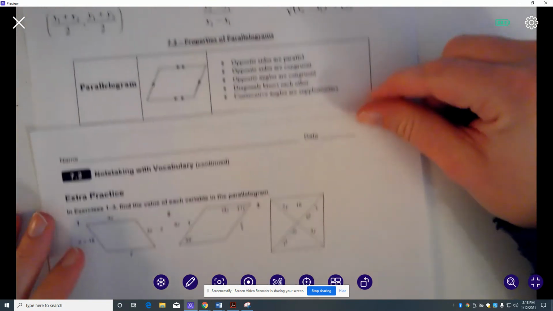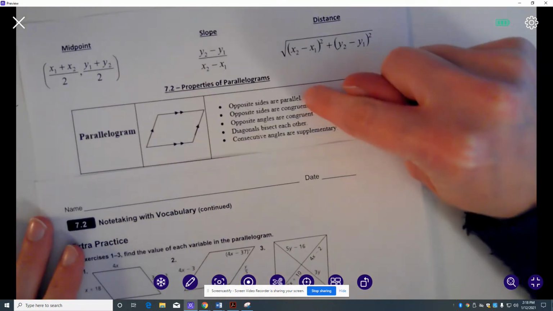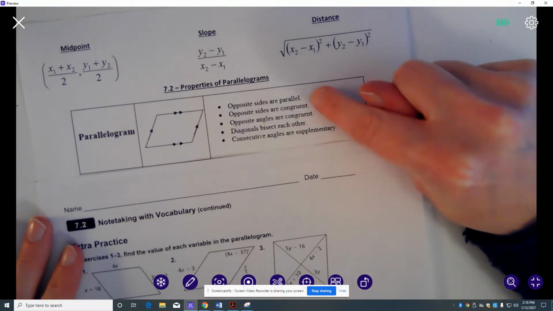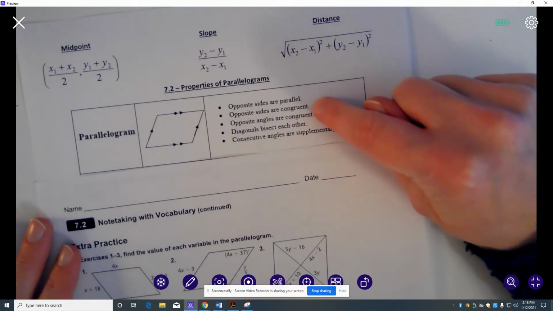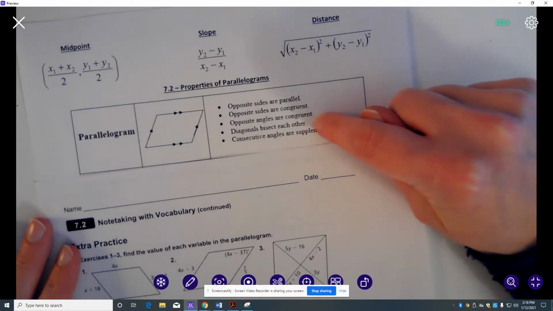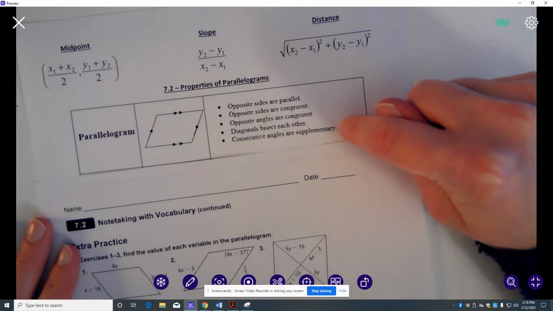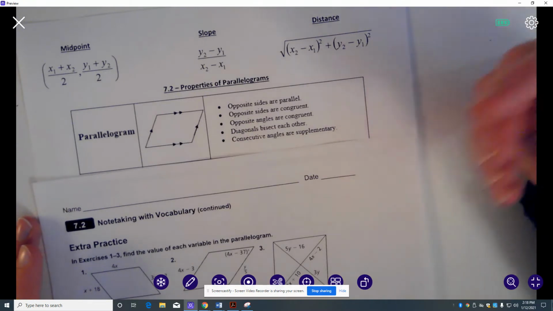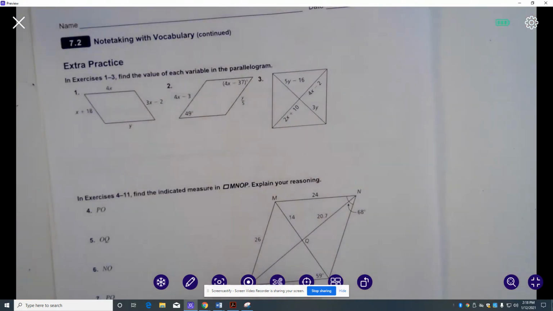So you should have this supplemental notes page for lesson 7.2. These are all the things we know are true about parallelograms. The opposite sides are parallel, opposite sides are congruent, opposite angles are congruent, the diagonals bisect each other, and consecutive angles, or angles that are right next to each other, are supplementary. We may need to use some of these properties as we try to solve 1, 2, and 3.